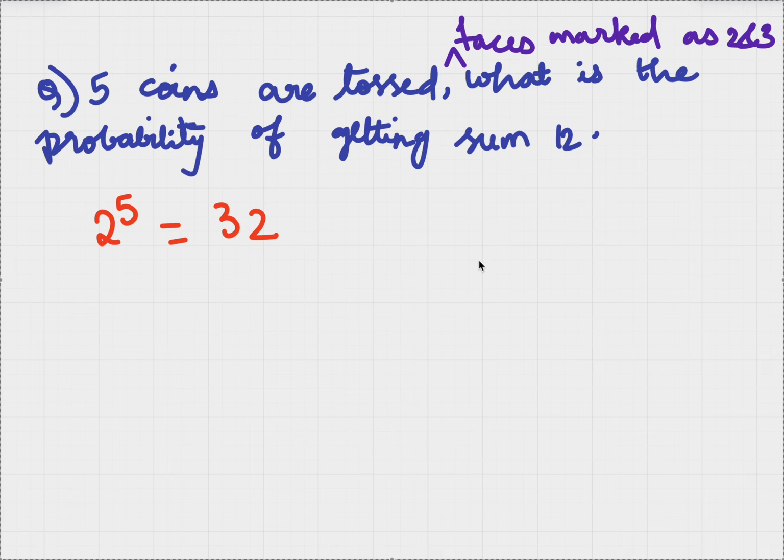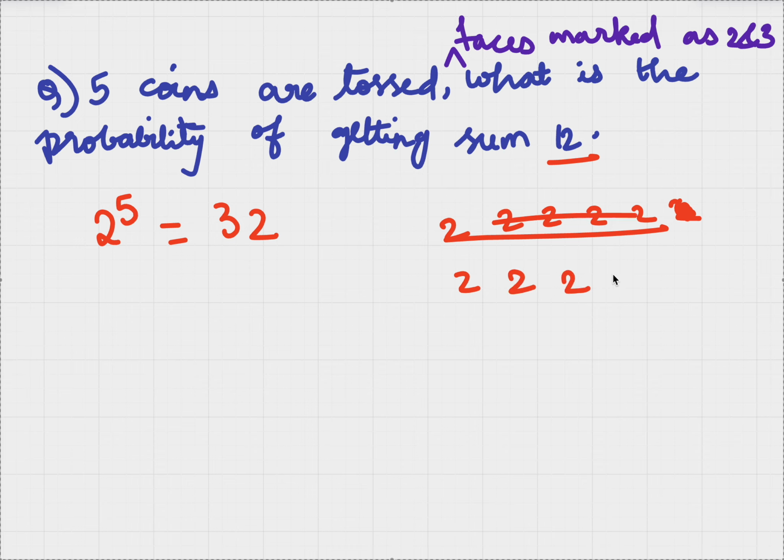So what is a favorable case to get sum 12? Let's see, if all are 2's, we get 10. If all are 3's, we get 15. We want sum 12, so this is not the case. So the favorable case is 2, 2, 2, 3, 3. 6, 7, 8, 9, 10, 11, 12. So this is a favorable case.